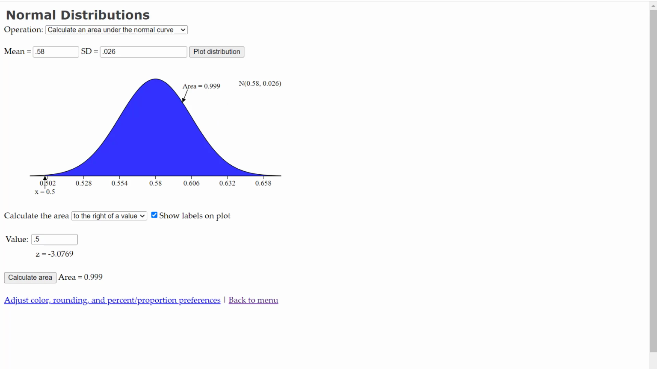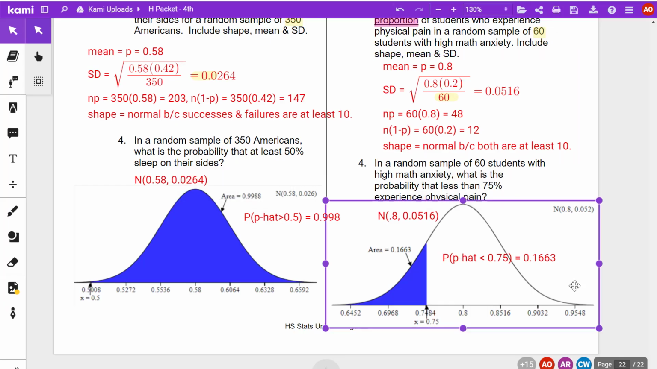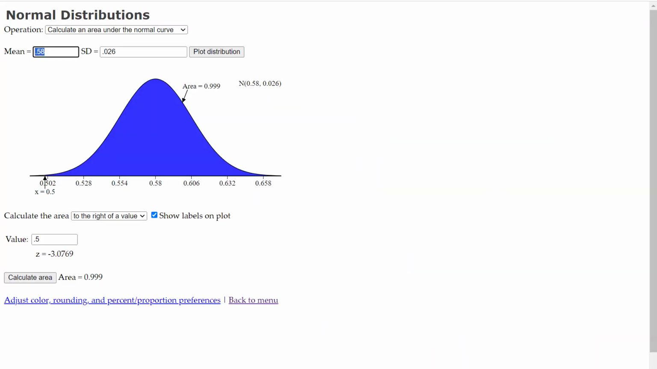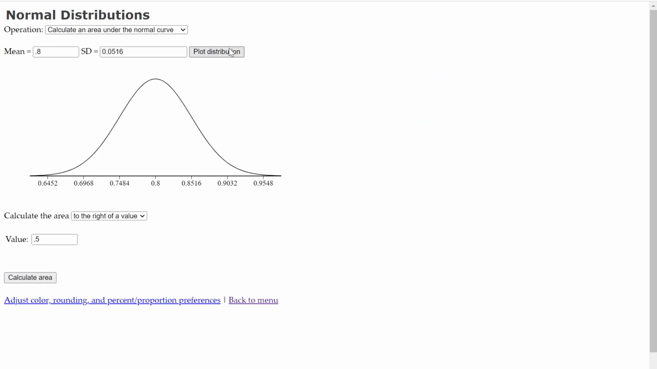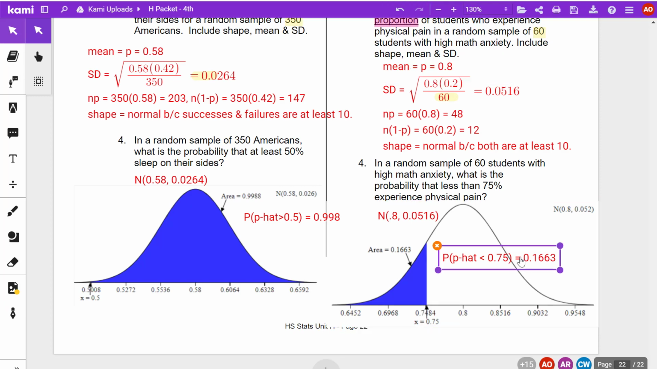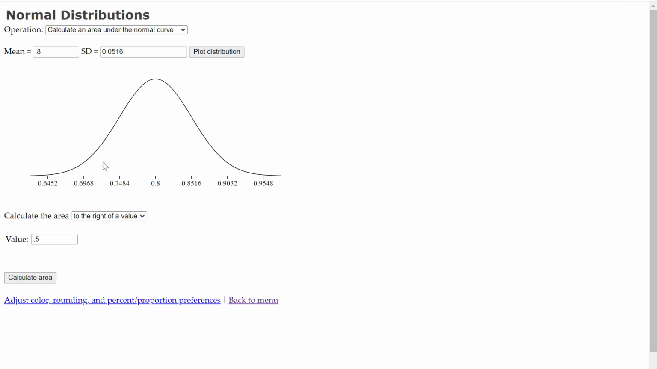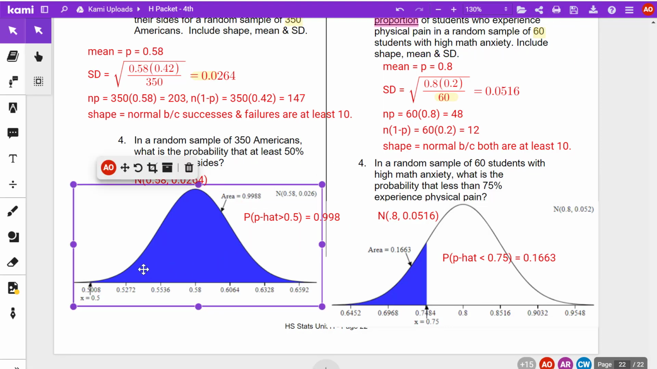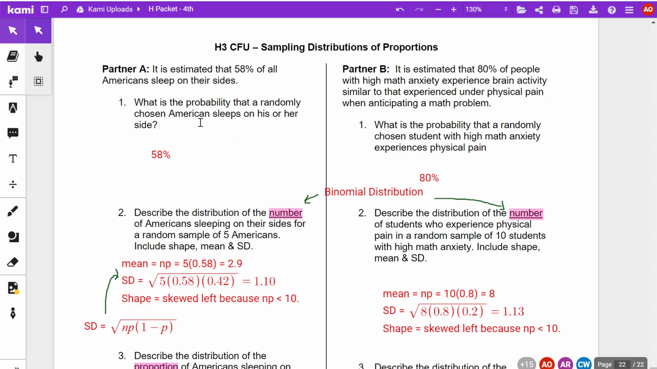All right. And then looking at the other one, we have our mean of 0.8 and 0.0516. Plot the distribution. And we want to know less than 75%. So to the left of a value, and we'll do 0.75, calculate area, and there you go. Hopefully that's the right answer. Yes, it is, 0.1663.